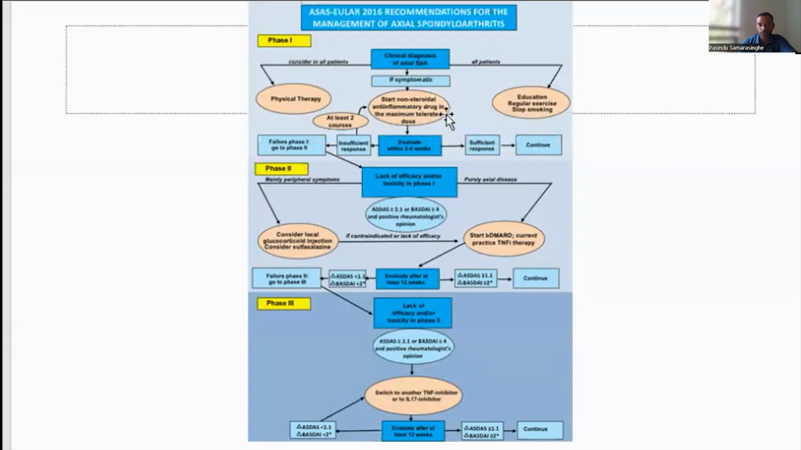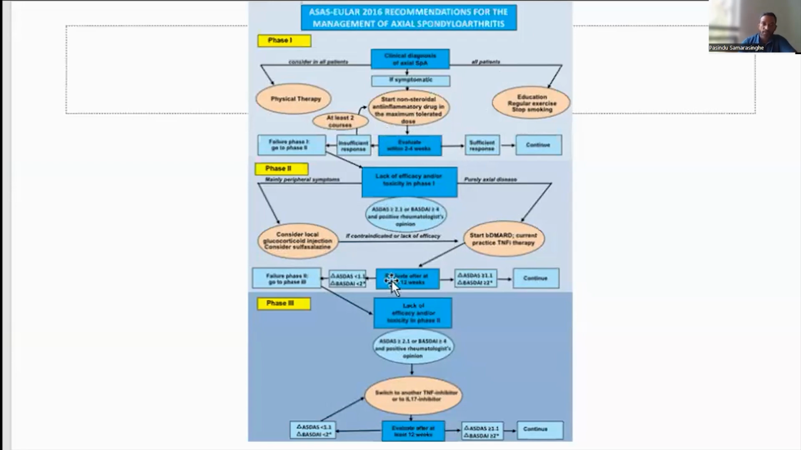So say from celecoxib to etoricoxib. And then you see again in 2 to 4 weeks' time. If still the patient has active disease, then you switch on to biological treatment. And then again, similarly, you assess regularly. So if one biologic is not working, we can change to another one.